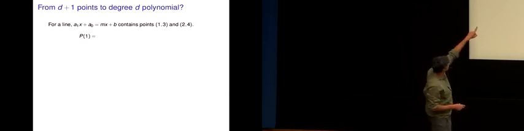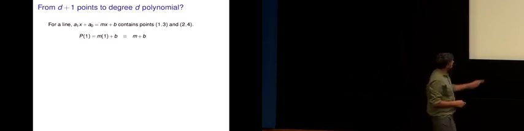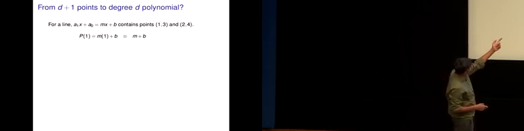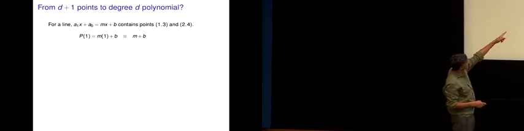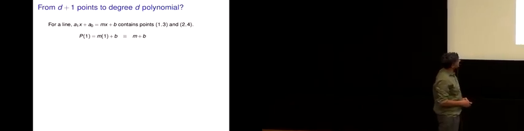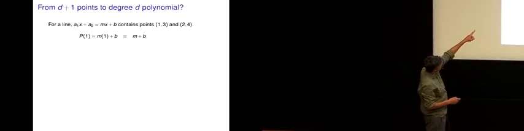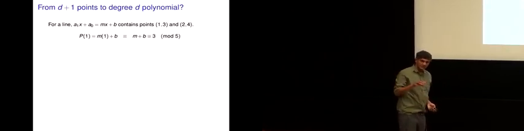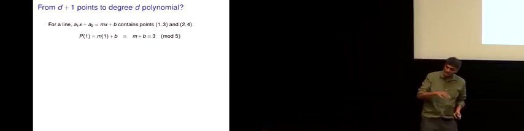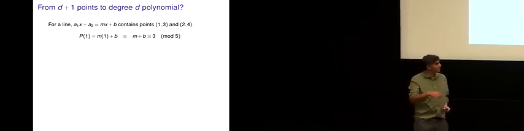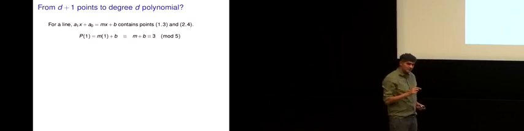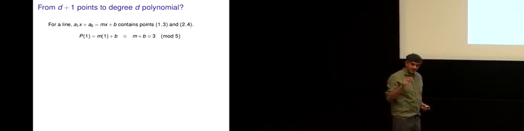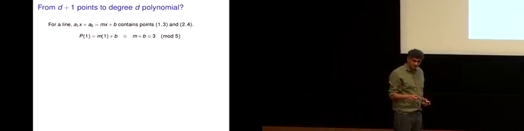So I'm going to plug in 1 for that x, and what do I get? I get m times 1, which is equal to m plus b. That's P of 1. I've used this point. What should it equal? It should equal 3. The value of this polynomial at 1 should equal 3. So I plug in 1, and I get an equation, a linear equation on the coefficients of the polynomial.